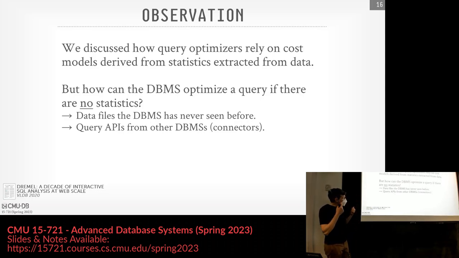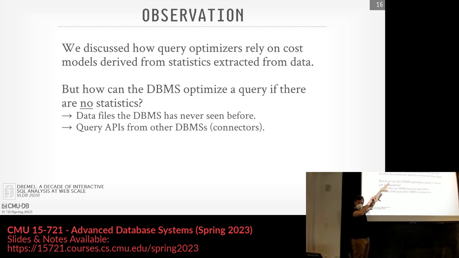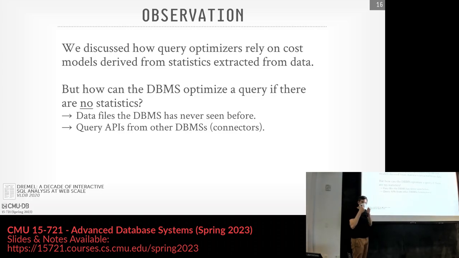The other challenge is, we didn't really talk about this semester, but a lot of these systems support what are called connectors, where if you have an existing Postgres, MySQL, whatever database system, you can connect your OLAP system, like Dremel, to it. And then Dremel says, okay, I see these tables, here's the schema. I can now run queries on my Postgres database through BigQuery.